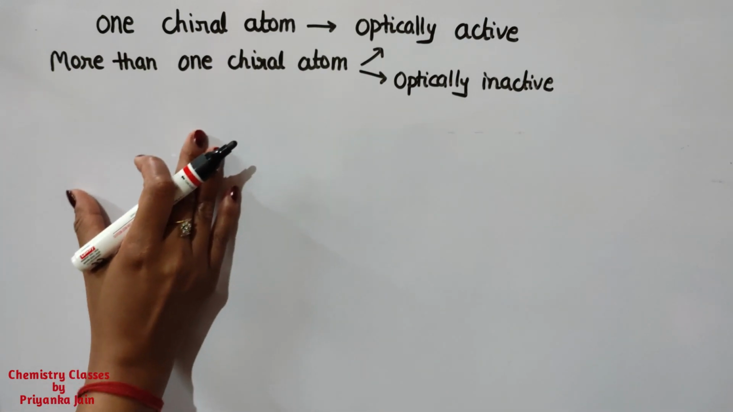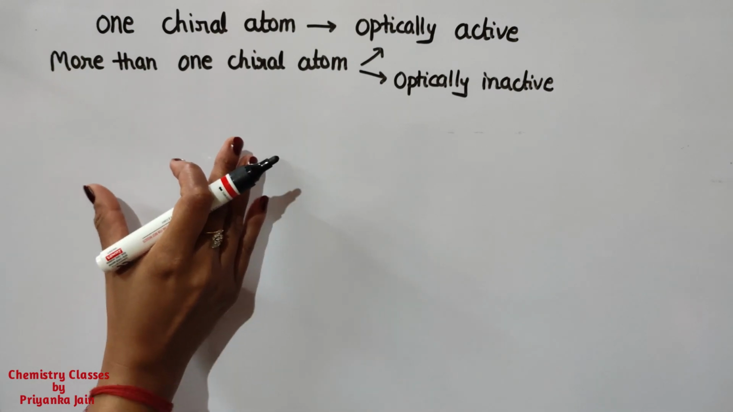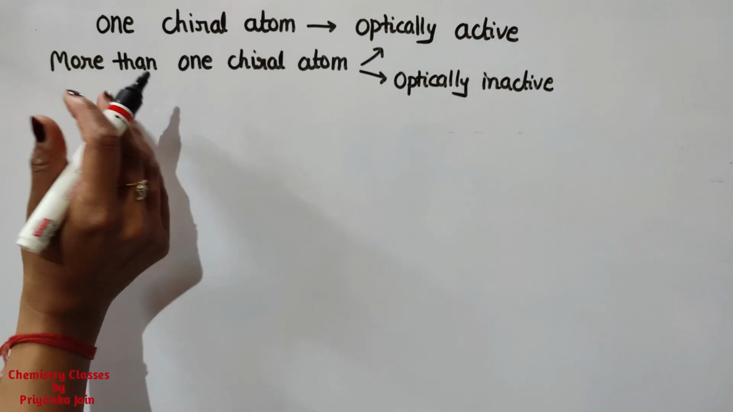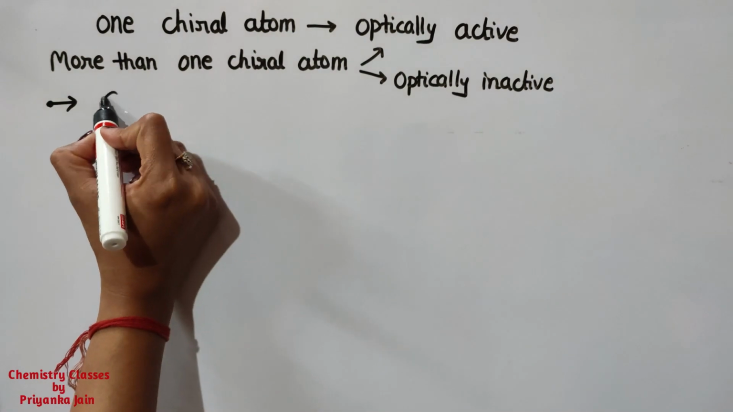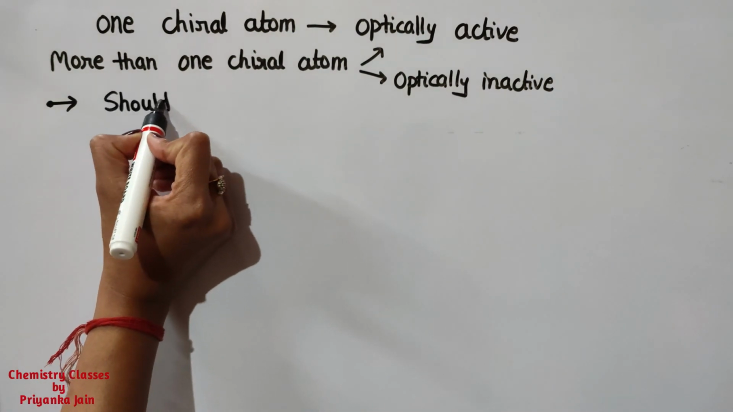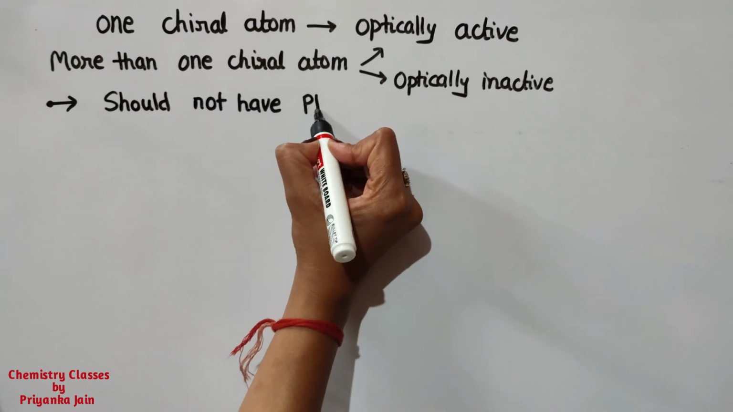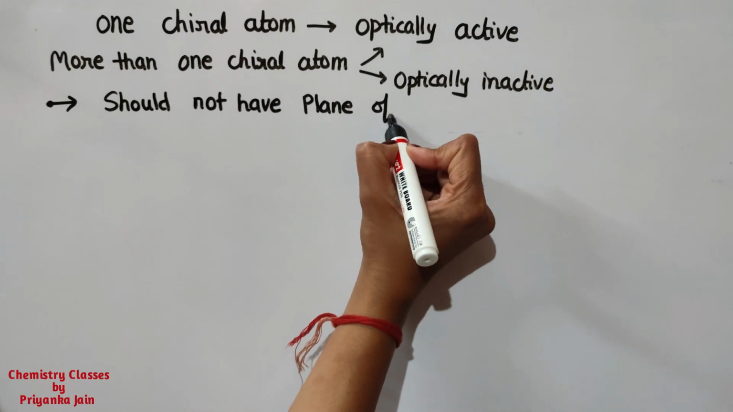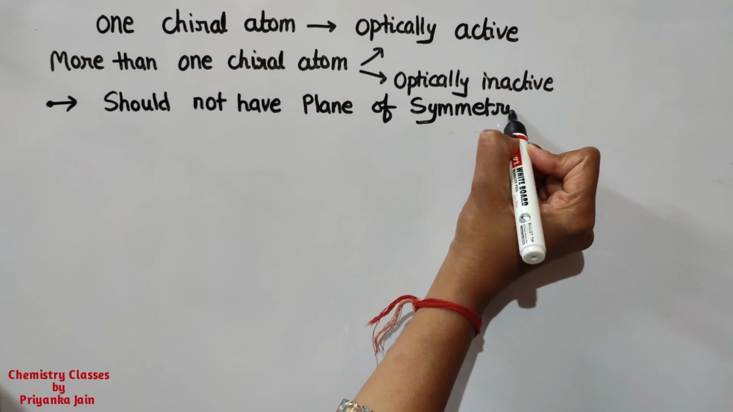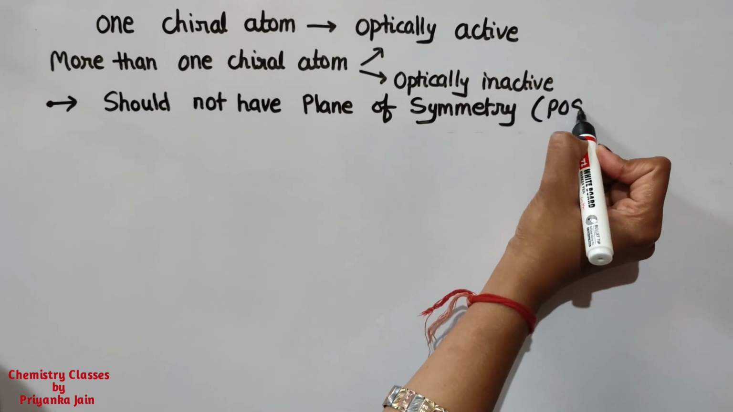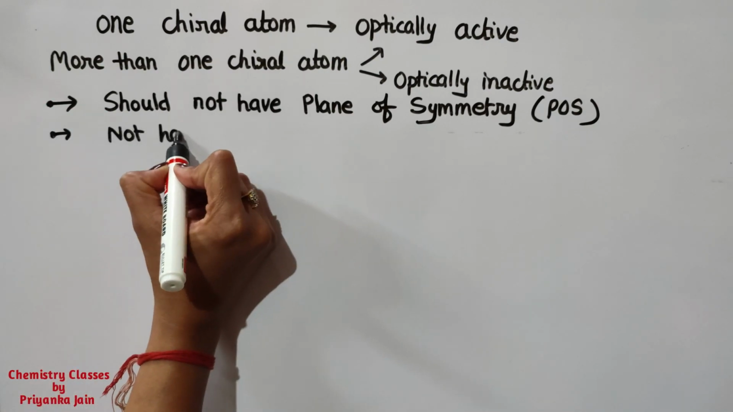If the molecule as a whole is asymmetric, then it will be optically active, right? So the basic condition for a molecule to be optically active is that first thing, it should not have a plane of symmetry. That we call POS, right? And another thing, it should not have a center of symmetry.